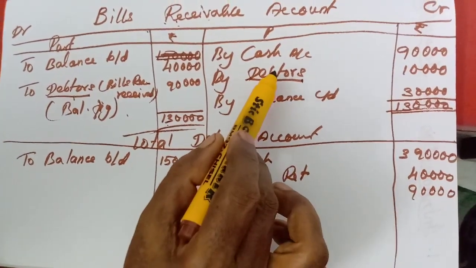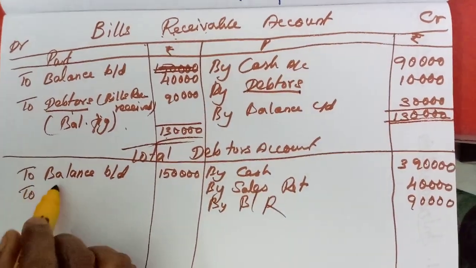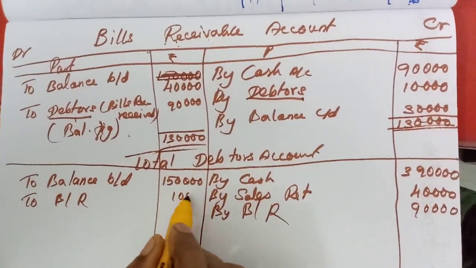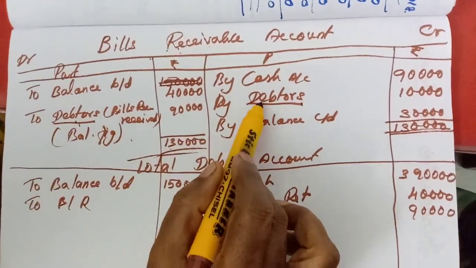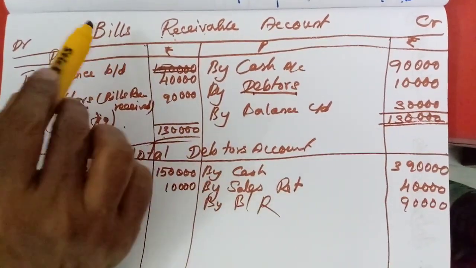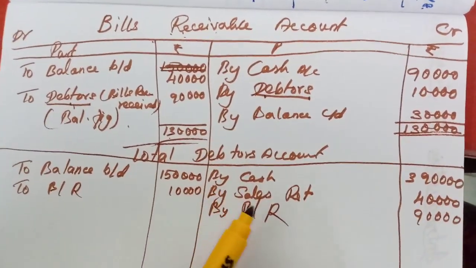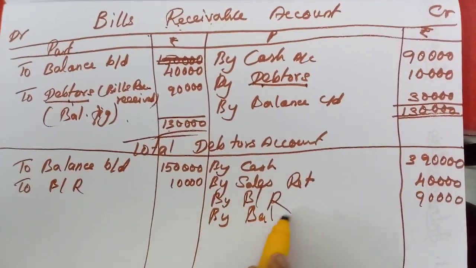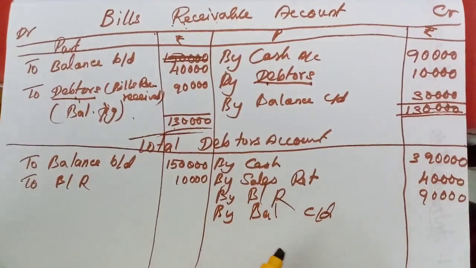Here what is the entry? Debtors account debtor to bills receivable. So to bills receivable, the amount is 10,000. These two items we have to get from the bills receivable account. That's why I told you, when they ask for these two accounts, first prepare the bills receivable account, then the debtors account. Now we enter the closing balance by balance carried down. What is that amount? Sundry debtors 1,30,000.